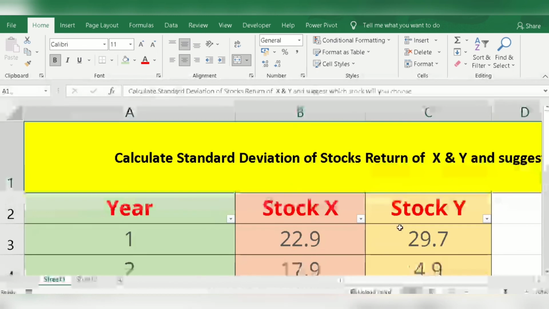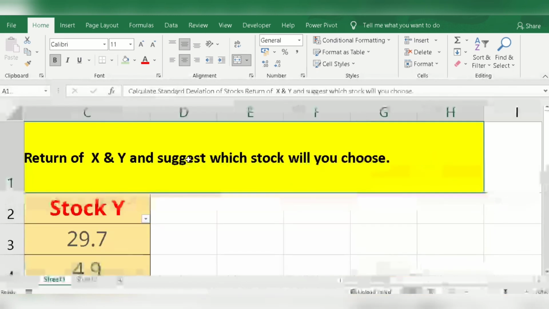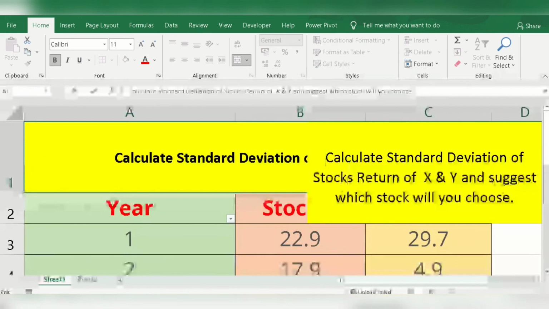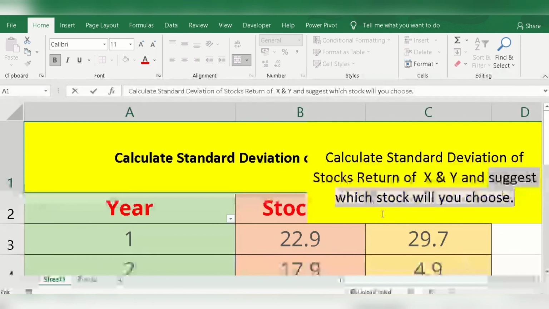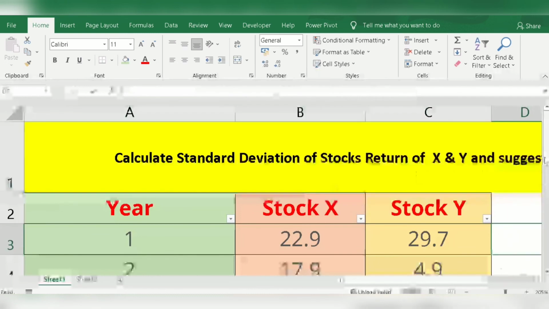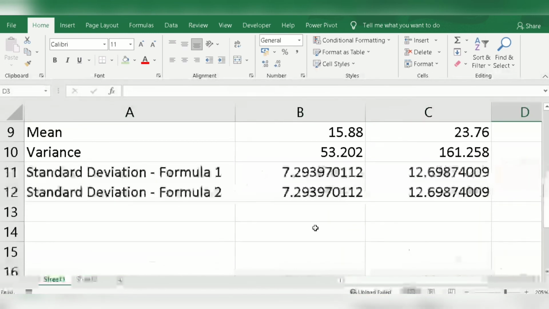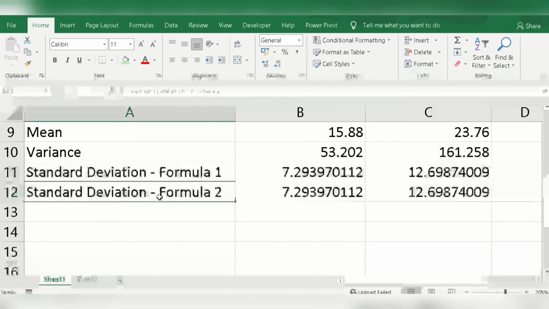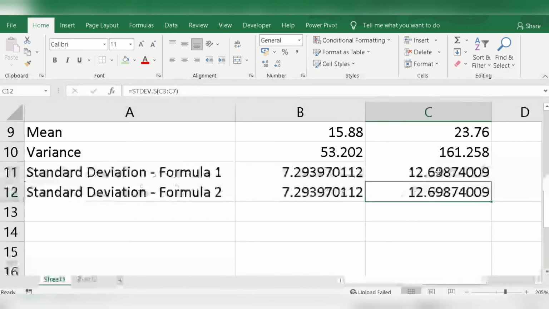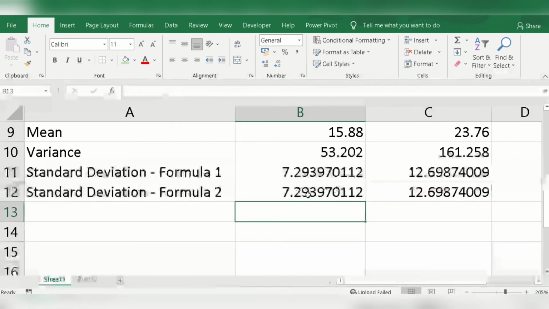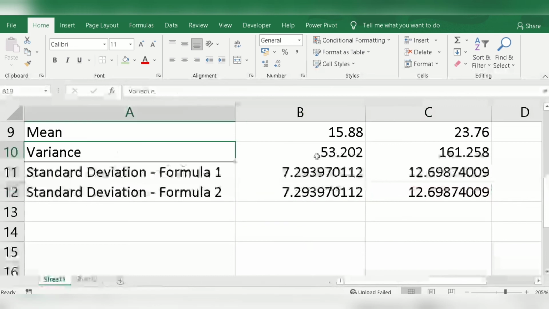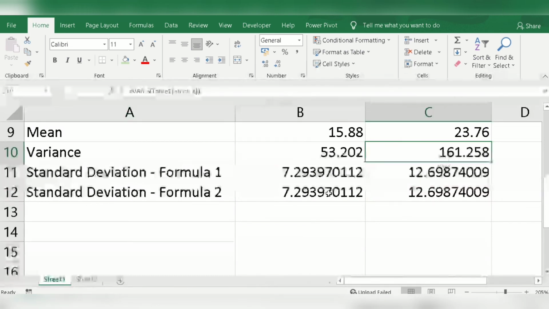The second question they ask: first you have to calculate the standard deviation. In order to calculate standard deviation, you require the mean, variance as well as the standard deviation. After that only you will calculate. Now they are asking you to suggest which stock you will choose. So we need to take a decision based upon this value, that is 12% for stock Y and 7% for stock X. So the risk will be low in stock X and the risk will be high in stock Y.